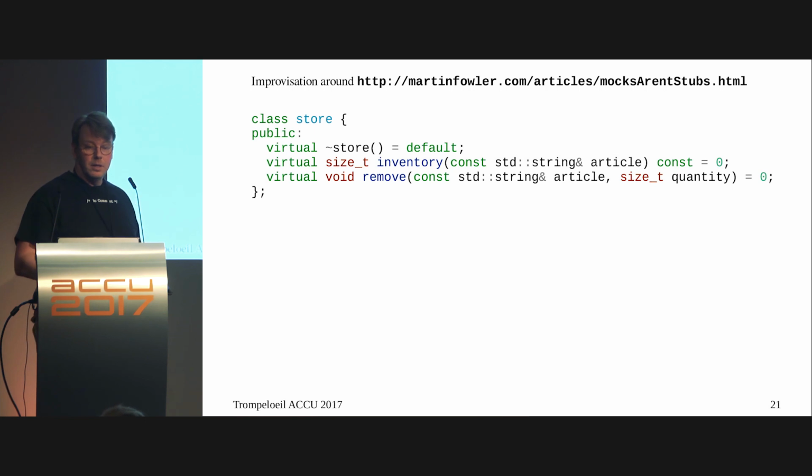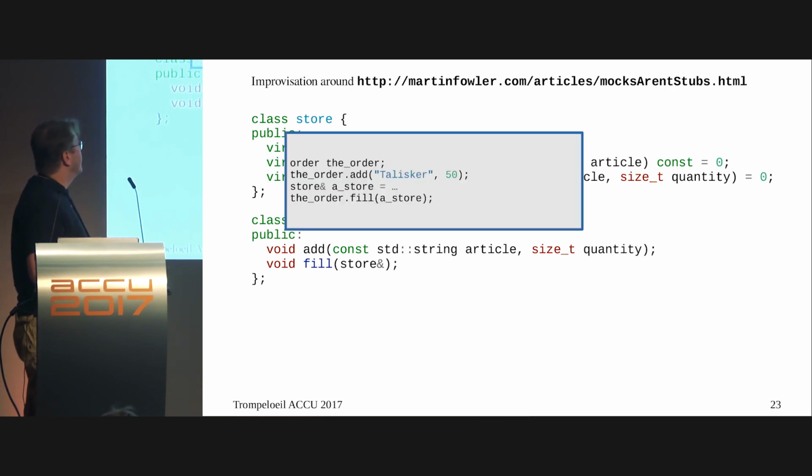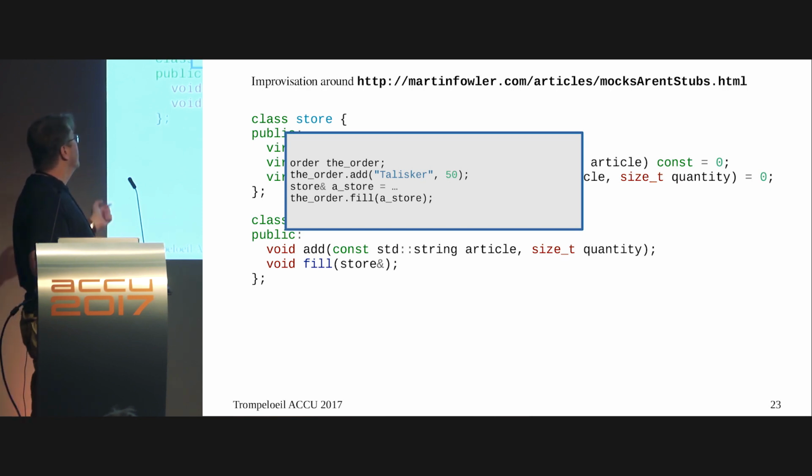So let's see how this works. The idea is that you have an order class where you can add things to the order, and you have a fill function where you fill the order. And the idea of the usage is just this. You create an order object, you add something to it, you get a store from somewhere, and you fill the order with the store.